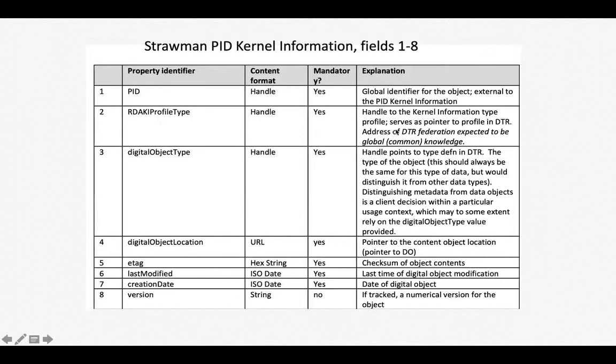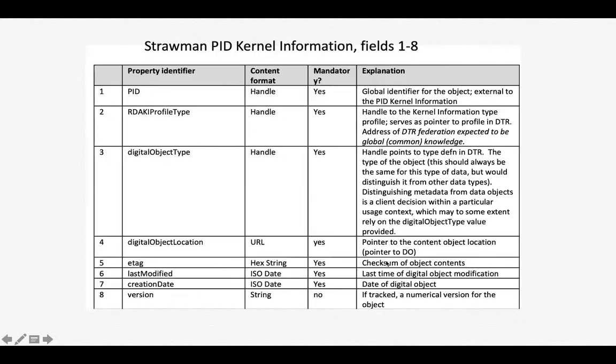That basically is what the DTR, the data type registry, uses to know how to match a profile with the actual data. The digital object type is, I guess, the object location here is important because that's where the actual object is located. It's not necessarily a URL. Things that establish trust and provenance, like an E tag, possibly a checksum or some other identifier.